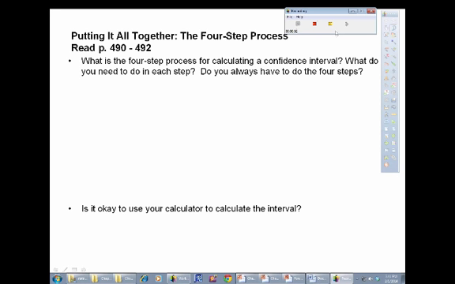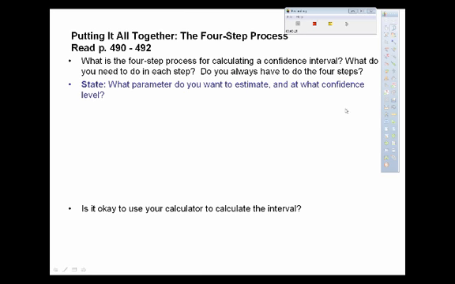Okay, so we're going to put this all together, the four-step process. What is the four-step process for calculating a confidence interval? What do you need to do for each step? Do you always have to do the four steps?